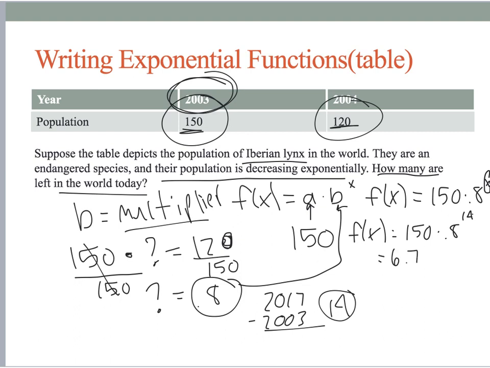So, typically, if you imagine there's not 0.7 of an Iberian lynx out in the world, we usually round it to the nearest whole number. So we're going to say that there are 7 Iberian lynx, L-Y-N-X, left in the world. Okay, so that would be our answer.